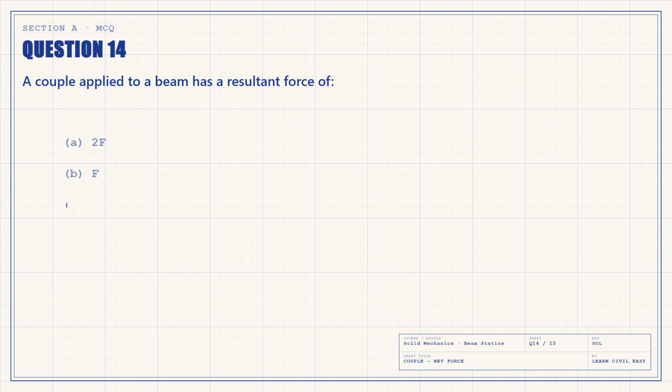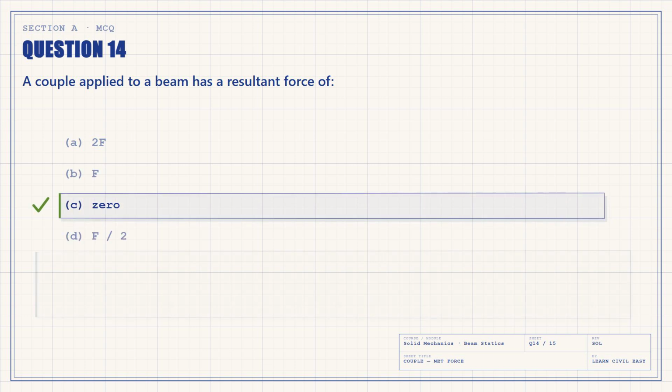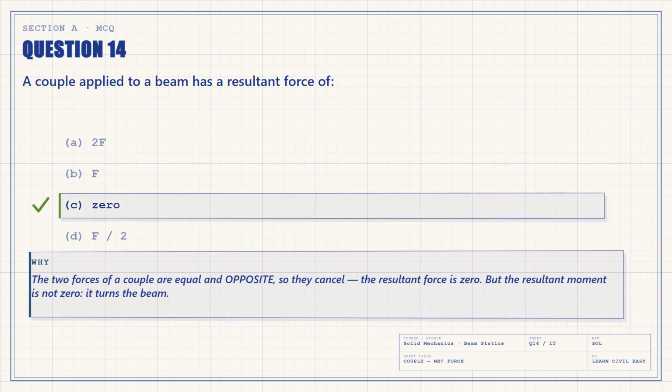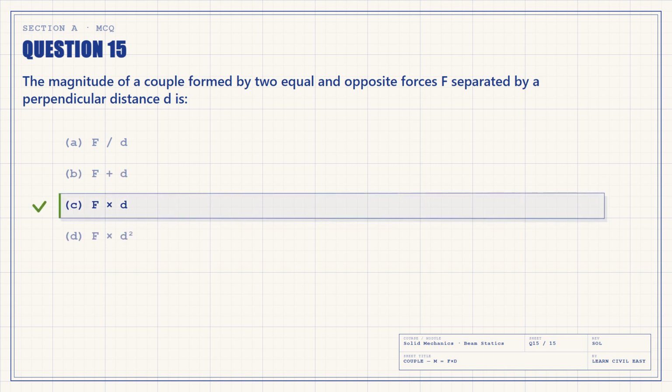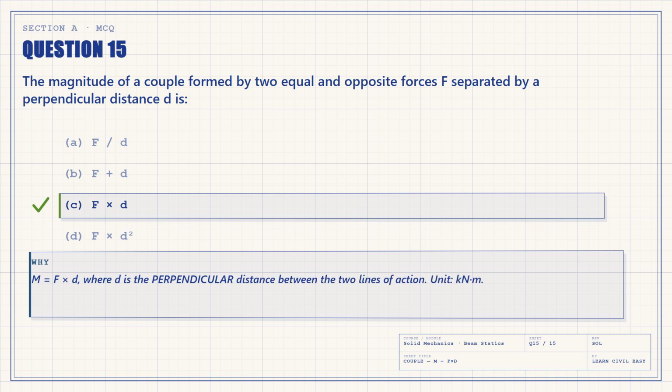The two forces of a couple are equal and opposite, so they cancel. The resultant force is 0, but the resultant moment is not. The answer is C, 0. Question 15. The magnitude of a couple is M equals F times d, where d is the perpendicular distance between the two forces. The answer is C.